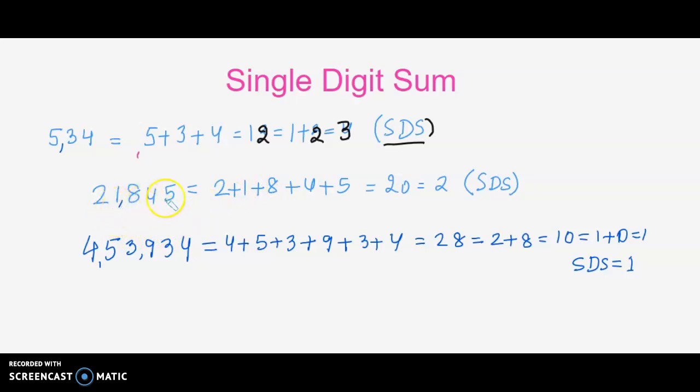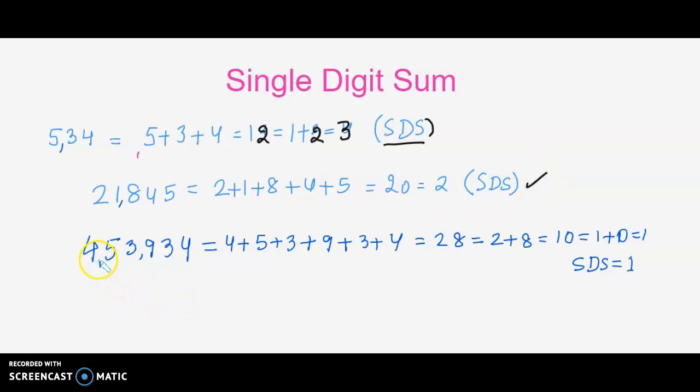Similarly, what is the single digit sum for 21,845? We will add all the digits: 2 plus 1 plus 8 plus 4 plus 5. So 2 plus 1 is 3, and 8 makes 11, plus 4 is 15, plus 5 is 20. And in 20 we will add 2 and 0, that gives us 2 plus 0 equals 2. So the single digit sum for 21,845 is 2.